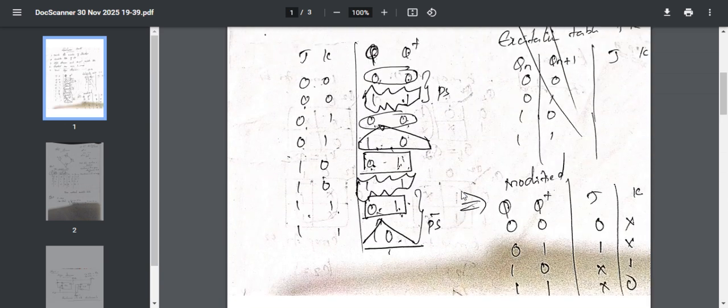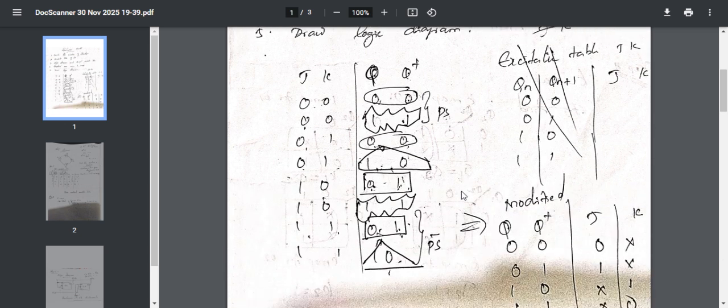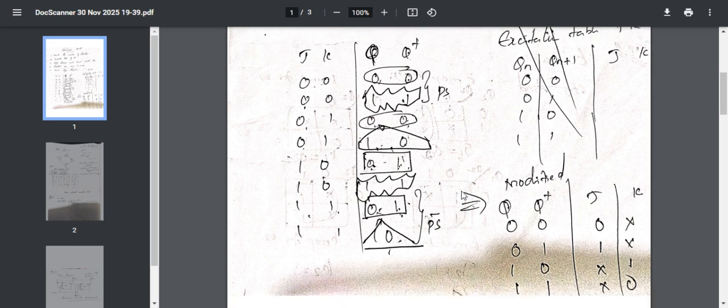Okay, and going to step 2, that is the excitation table of the flip-flop. The excitation table is derived from the characteristic table. So we should know this table. This is the characteristic table of the JK flip-flop. If you're not aware of the characteristic table, I'll make a video of it separately. As of now, this is the characteristic table of the JK flip-flop.